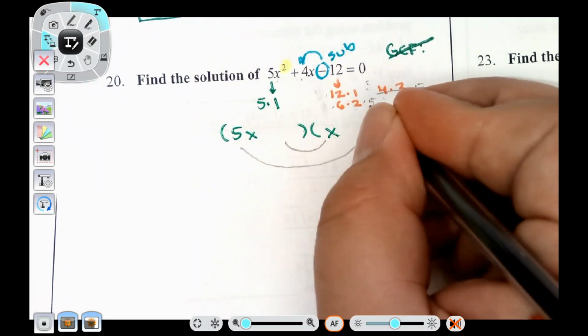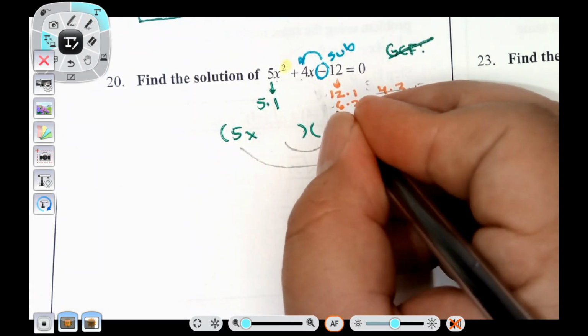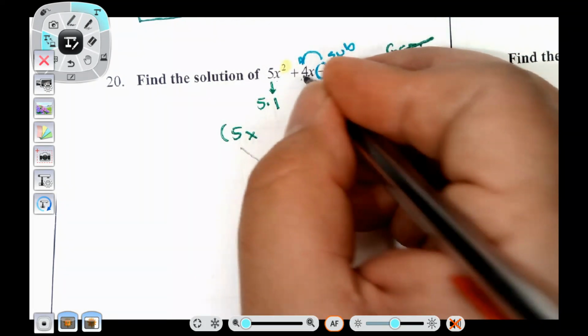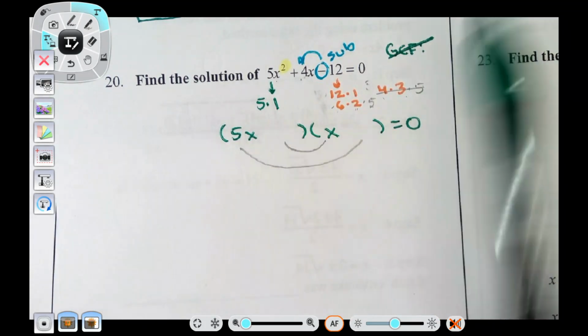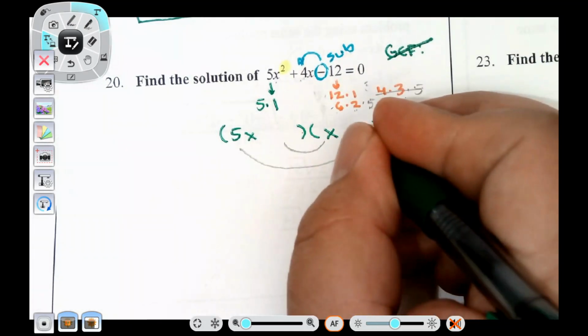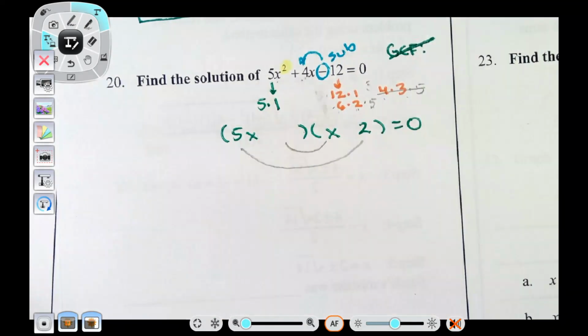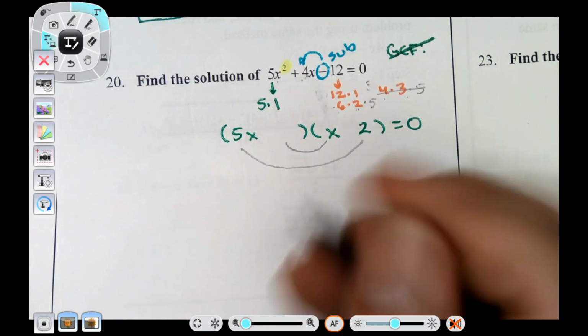5 times 2 is 10. And if I take away 6, there it is. That's what we want. So the 5 should be multiplied with the 2. 5 times 2, look at that. We get a 10x.